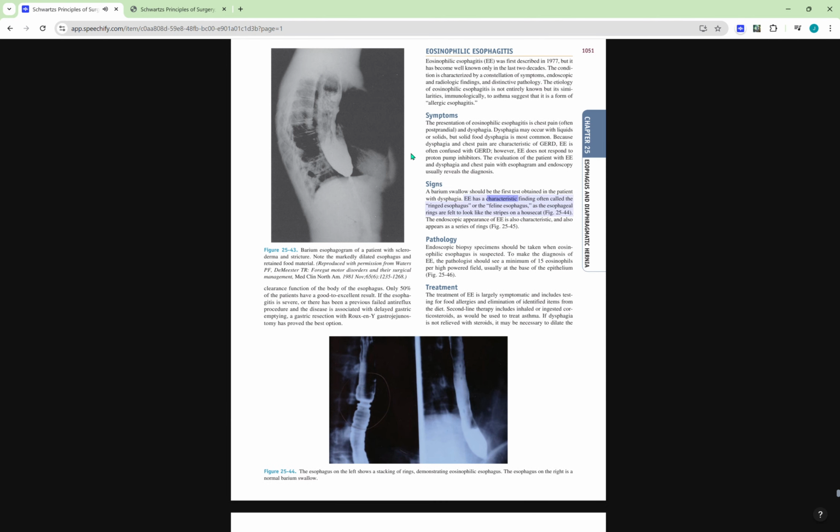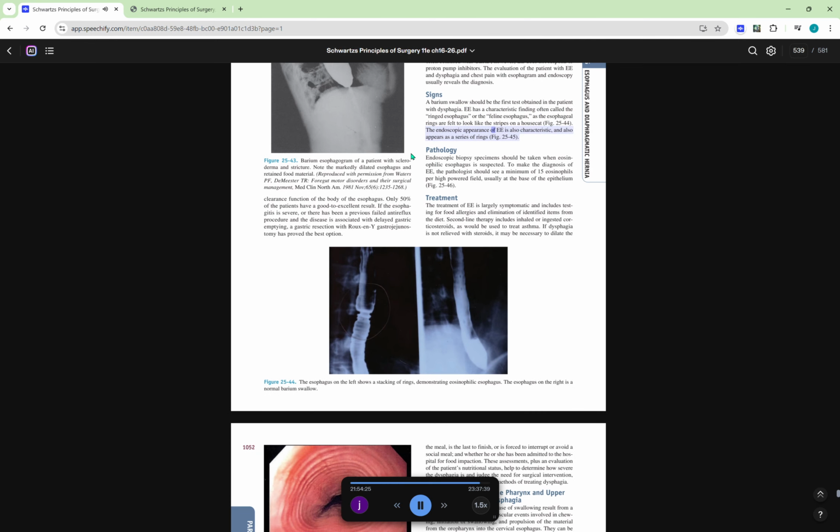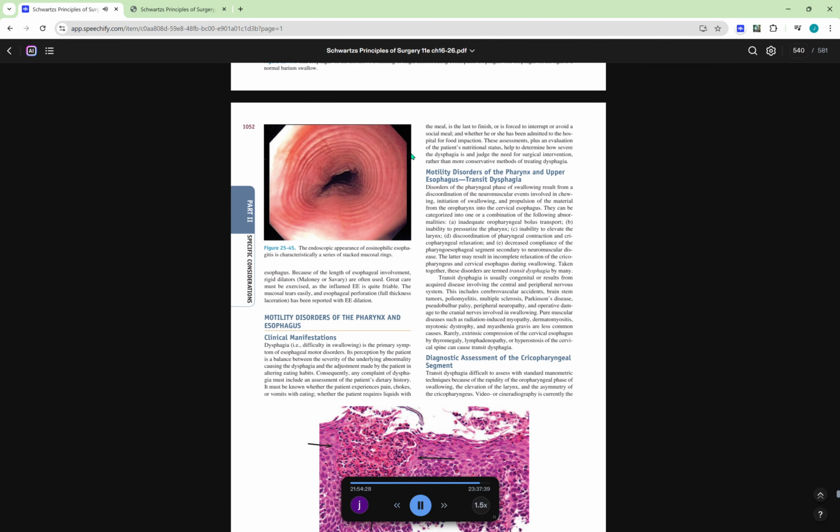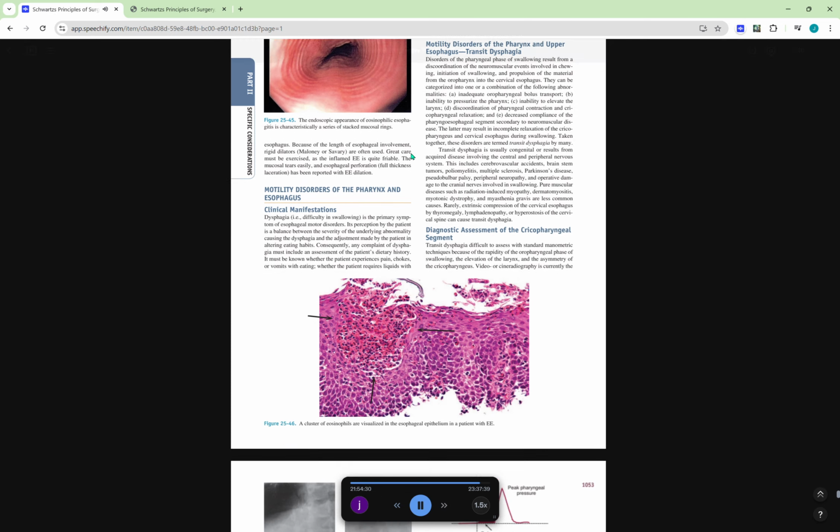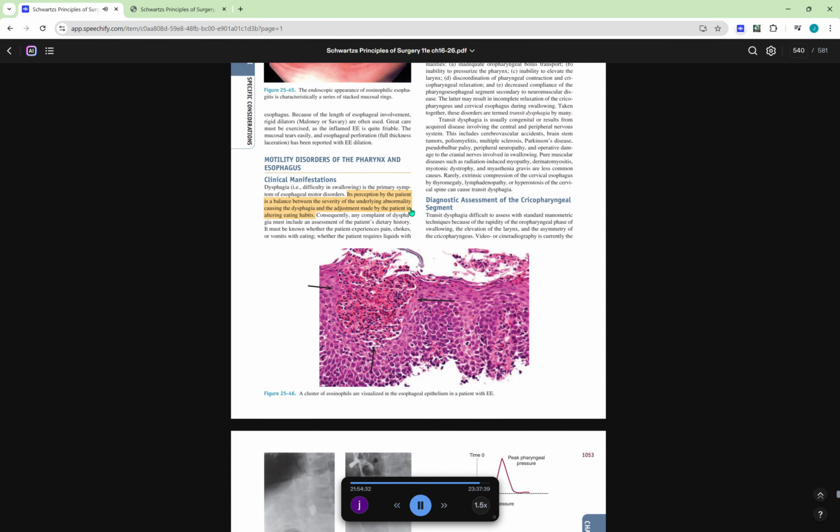EE has a characteristic finding often called the ringed esophagus or the feline esophagus, as the esophageal rings are felt to look like the stripes on a house cat. The endoscopic appearance of EE is also characteristic and also appears as a series of rings. Pathology. Endoscopic biopsy specimens should be taken when eosinophilic esophagus is suspected.